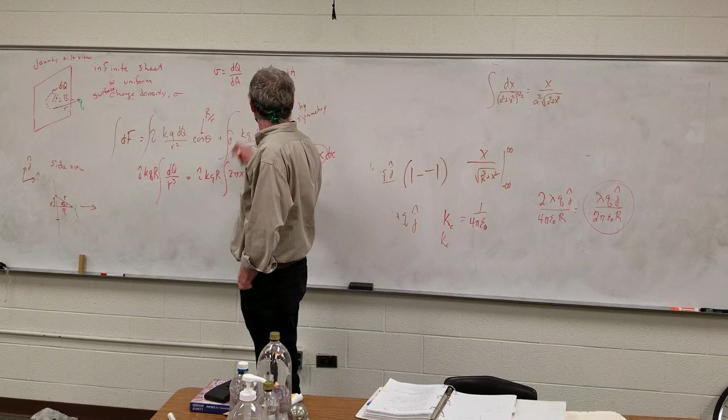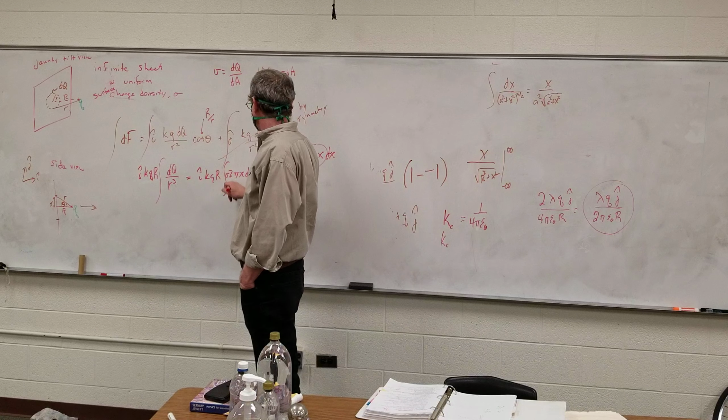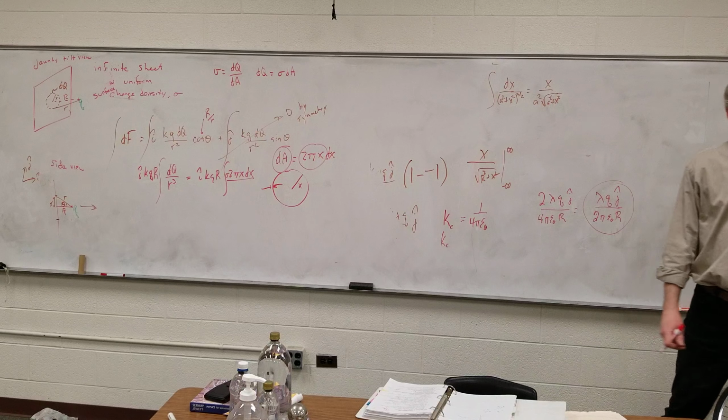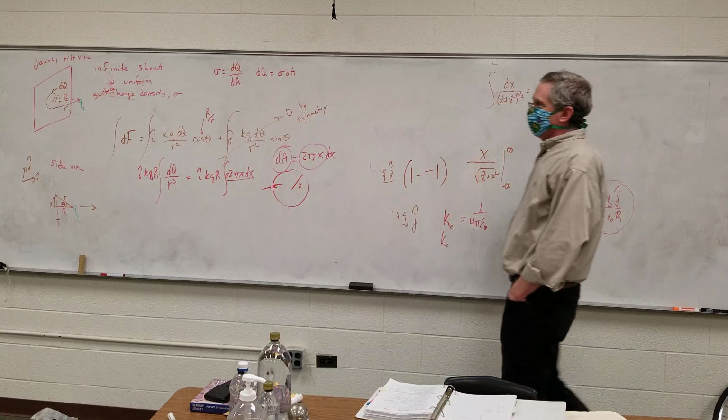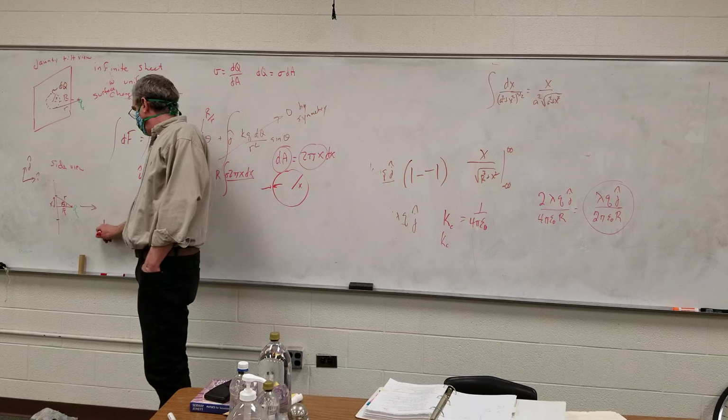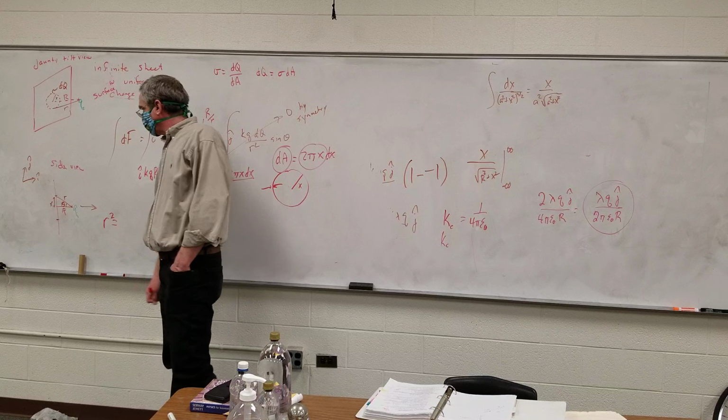Oh, I lost my sigma. Sigma times that, times sigma, divided by r cubed. We have a right triangle again. What does r squared equal?